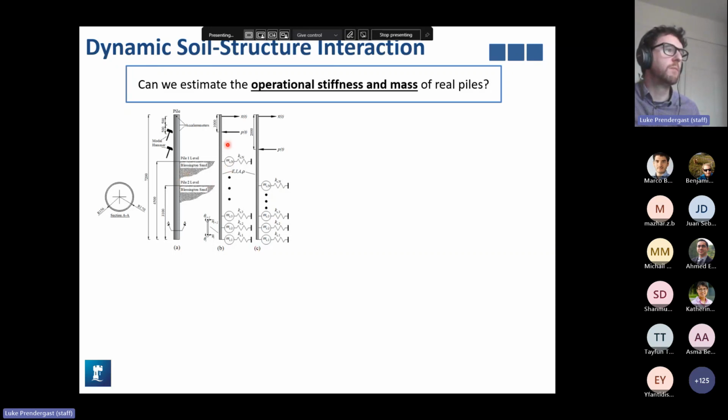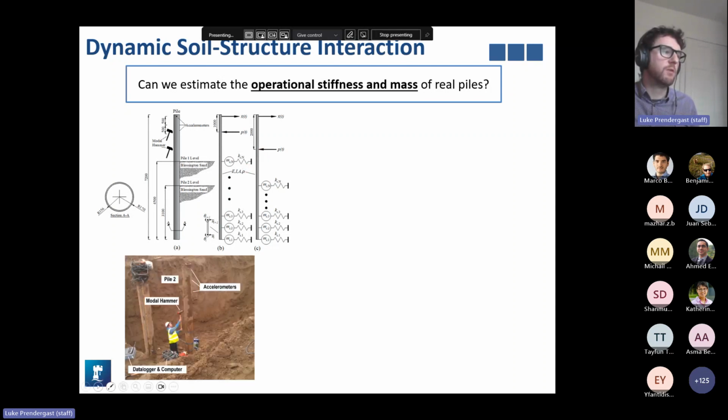So this is for pile 1 and this is for pile 2. And what you see here is the location where I actually inputted the modal hammer impact, so that we could physically model the exact scenario corresponding to an impact test from the real data. So here's an image of me actually impact testing it.